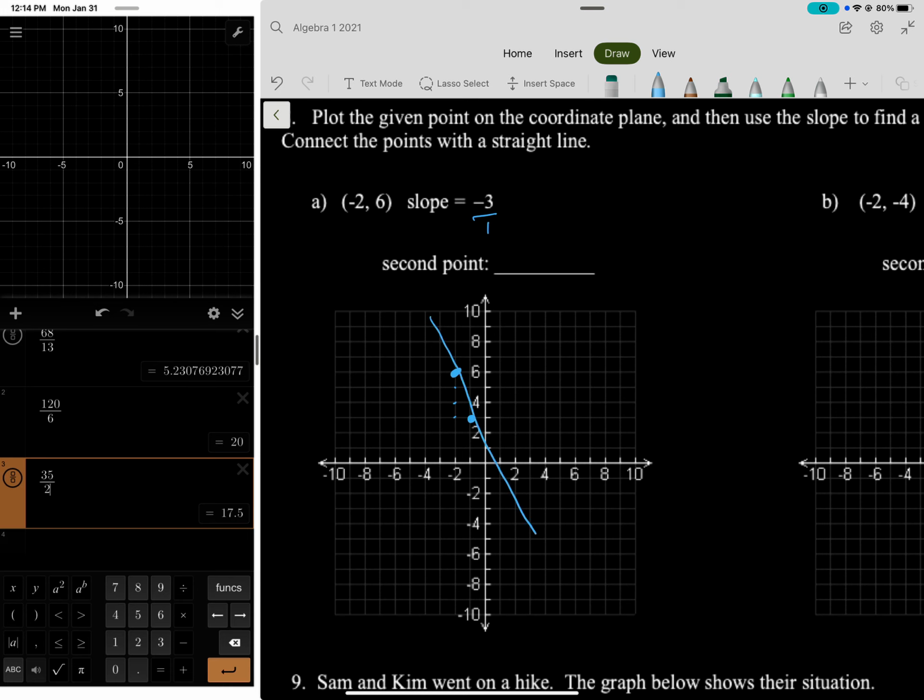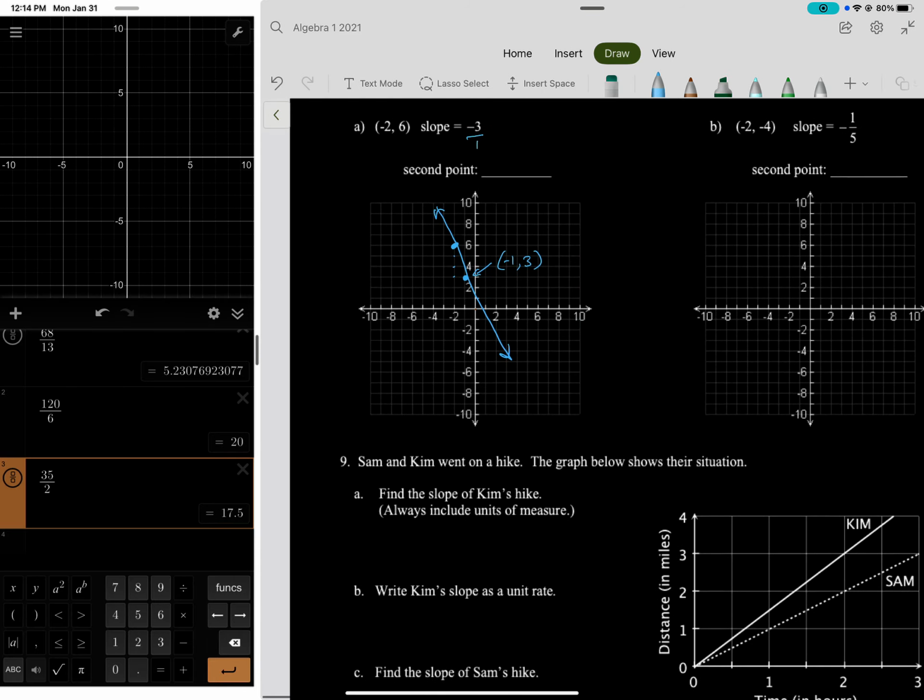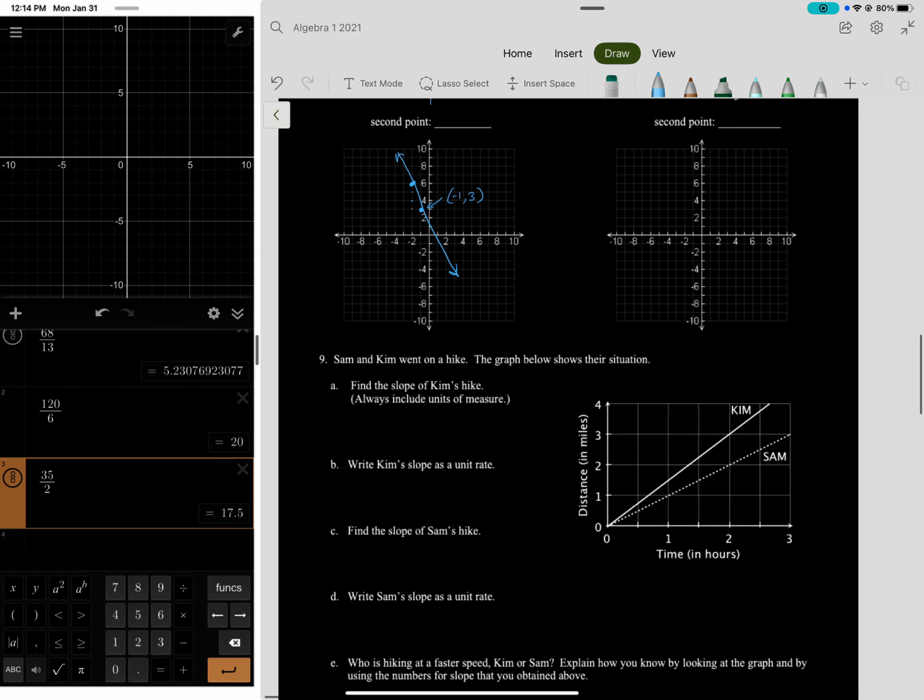I draw the line. Oh, and they want the coordinates of that second point. So this point right here, that new one I came up with, its coordinates are -1, 3. Because from the origin to get to it, I go left 1, so there's my -1, and up 3. So those are the coordinates of that point. All right, I'm not going to do B. You can do that in class for practice.